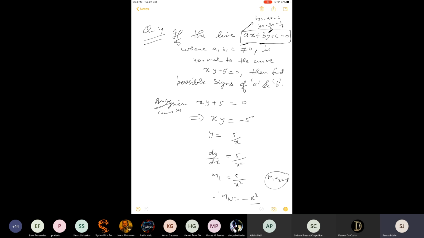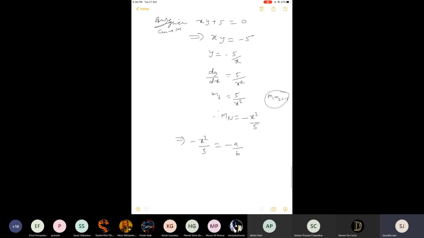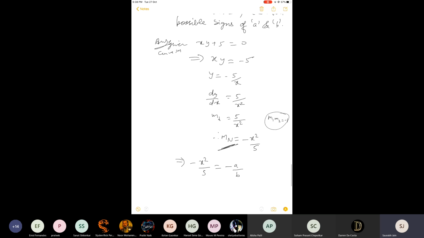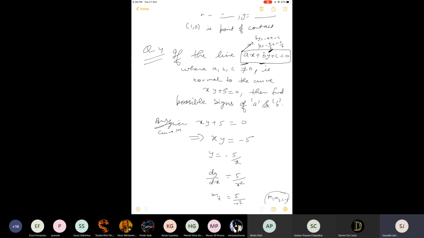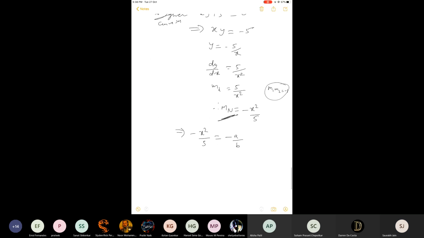So I have got the slope of the line as minus a by b, and I also have the slope of the same line as minus x square by 5, because it is also the slope of the normal by calculus. This is the slope of the normal by coordinate geometry, but both of them are the same line, so we'll equate them. From here I will get x square upon 5 as a by b, and the LHS is clearly a positive value. LHS is x square upon 5, so obviously it is positive.